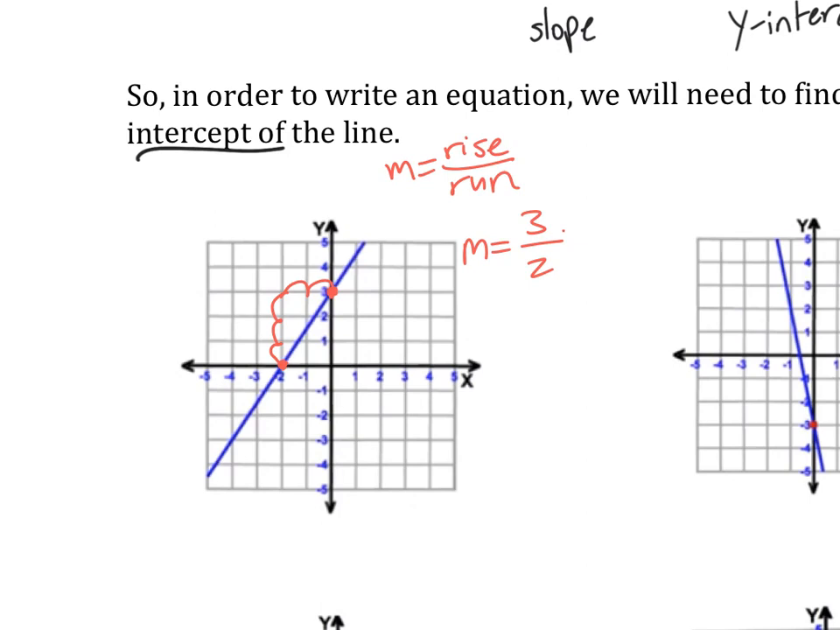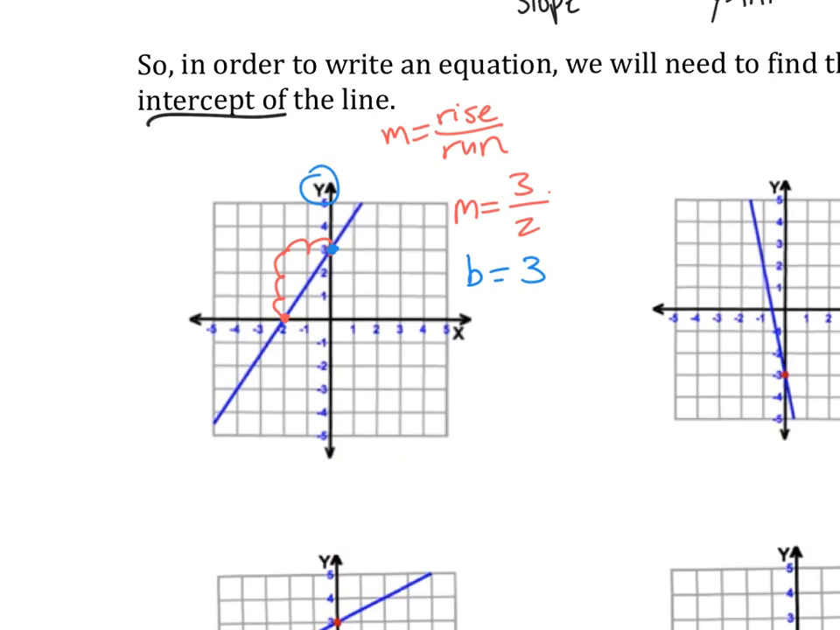Okay, next thing we need to do is find our y-intercept. Okay, so we'll say our y-intercept is b. And our y-intercept is the y value where our line intersects our y-axis. Since this is the y-axis here, we know that this point, y equals 3, or (0, 3), is going to be our y-intercept. So our y-intercept is a 3, or a positive 3.